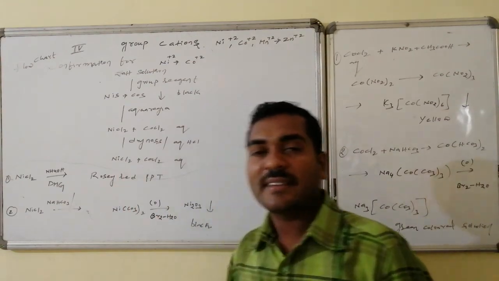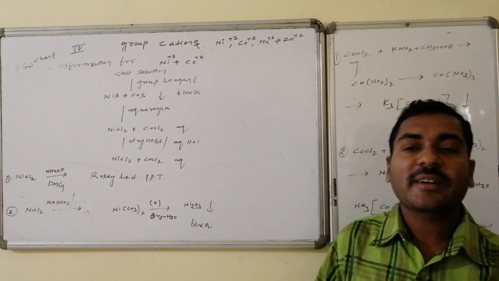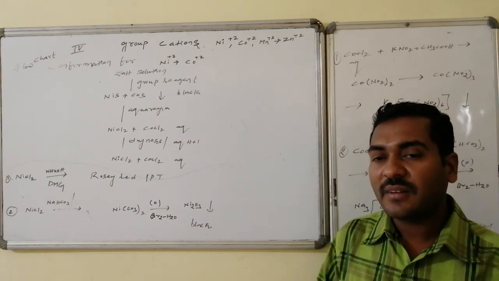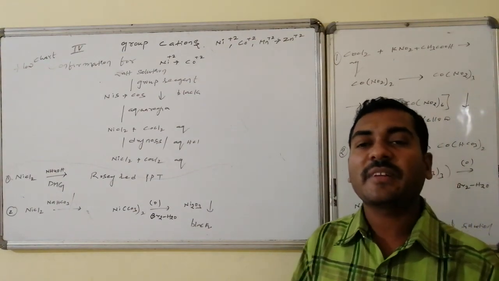It is also a colorless aqueous solution. Confirmation of nickel: first, nickel chloride is allowed to react with excess ammonium hydroxide followed by DMG, dimethylglyoxime. It forms a complex, and a rosy red color precipitate formation confirms the presence of nickel.